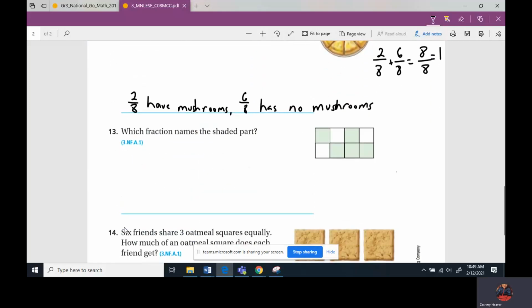It says, what fraction names the shaded part? So I'm going to do both. I'm going to write which fraction names the shaded part. I'm going to write it and do the fraction. So we have 1, 2, 3, 4, 5, 6, 7, 8. We have 8 total pieces. And 1, 2, 3, 4, 5. 5 out of 8, or you could say 5 eighths. 5/8 or 5/8. This is 5/8 as well.